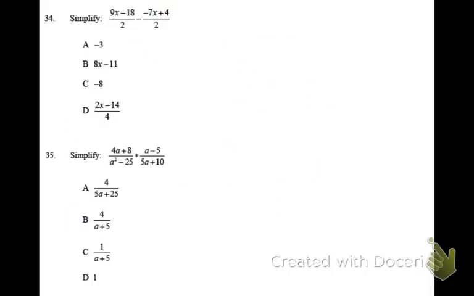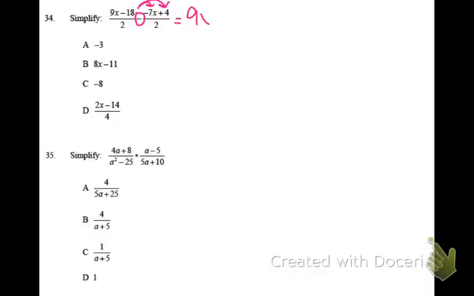For 34, again, you are subtracting, so you need a common denominator, but that's already set up for you. The big thing with this one is that minus in between. You have to make sure that you distribute it into that second fraction. That's how this problem is designed to trip you up.